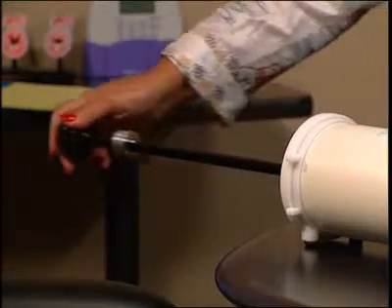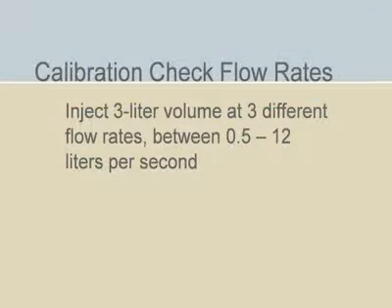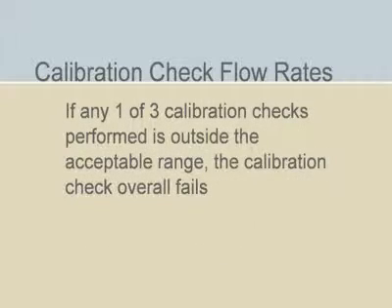When performing the calibration check, inject the 3-liter volume at 3 different flow rates, each between 0.5 and 12 liters per second. The importance of having an accurate calibration device should not be understated. According to the ATS-ERS, the measured value obtained during a calibration check should be within 3.5% of the syringe volume. An acceptable range for a 3-liter syringe is 2.895 to 3.105 liters. If any one of 3 calibration checks performed is outside the acceptable range, the calibration check overall fails.